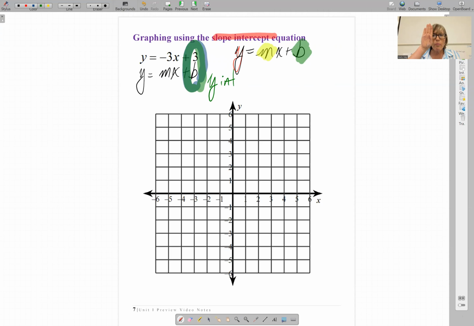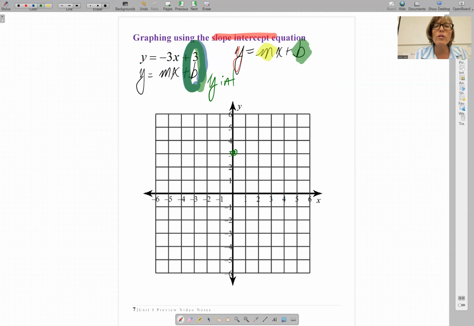Your b is the y-intercept on the y-axis. Do it again. Make a b. Your b is the y-intercept on the y-axis. One more time: b is the y-intercept on the y-axis.